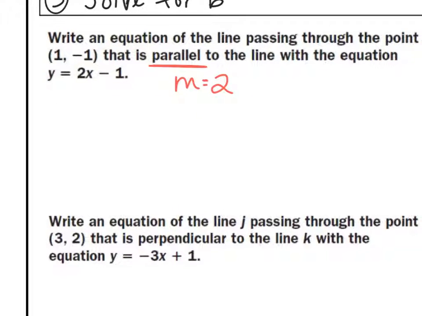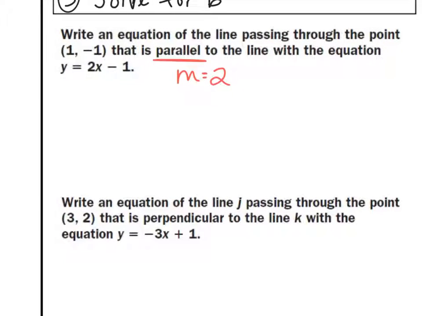So we're going to write an equation in y equals mx plus b. So we're going to plug in the slope where m goes. So instead of putting m, we'll put 2x plus b. And then we're going to use this point, (1, -1). It has to go through that point.